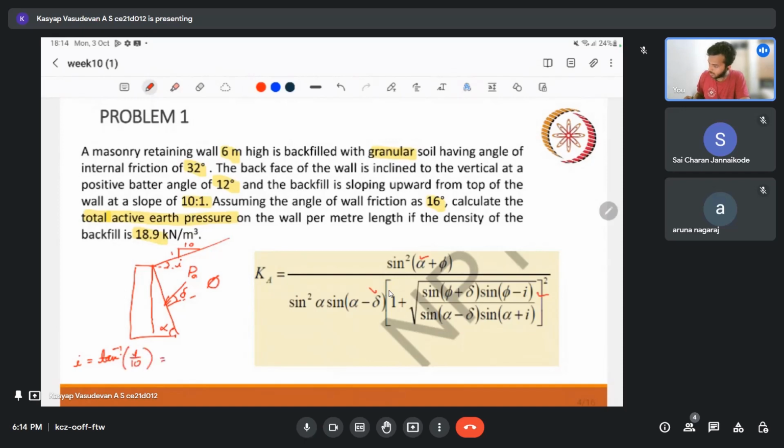Tan inverse of 1 by 10 will be 5.71 degrees. So our i is 5.71 degrees. That is the only thing that they have given indirectly. So I can substitute the values now directly.